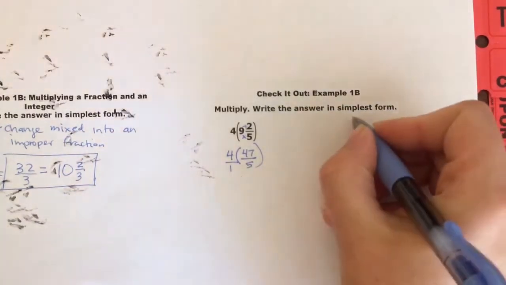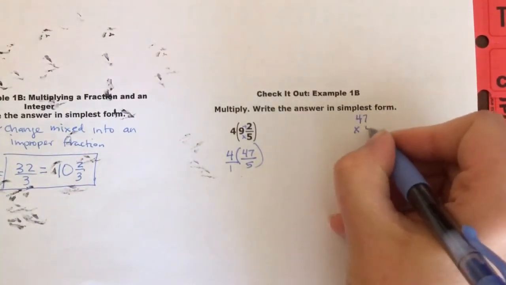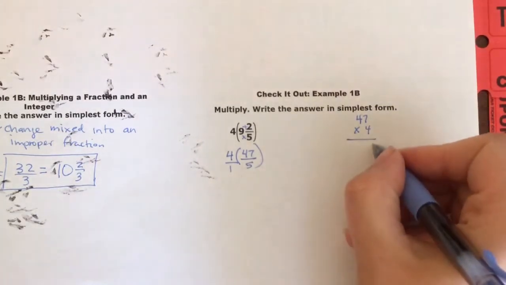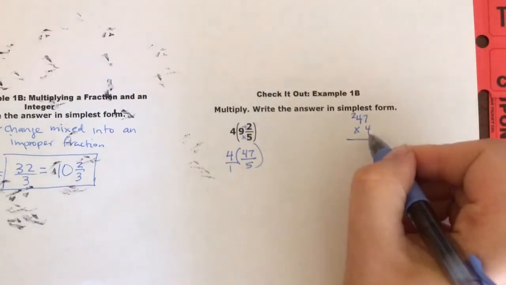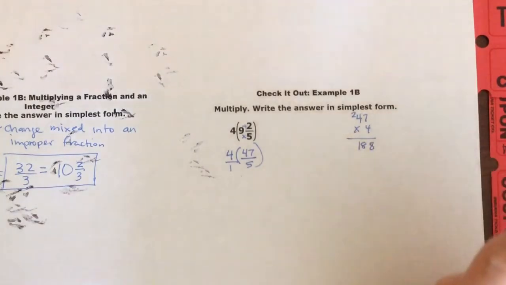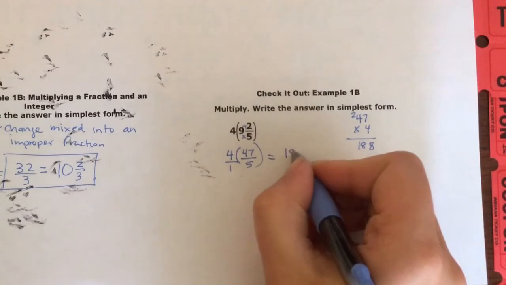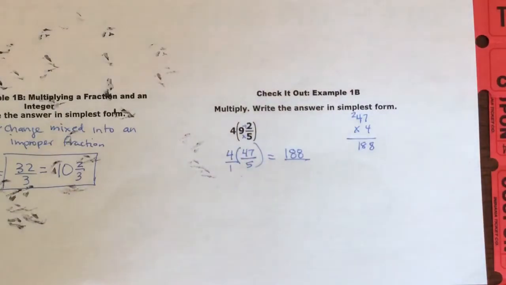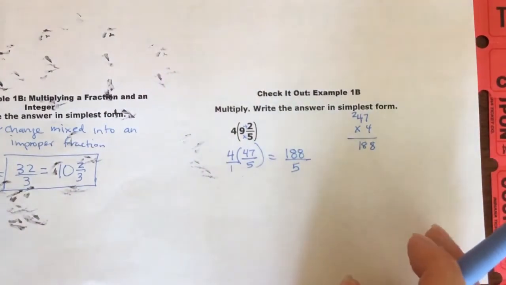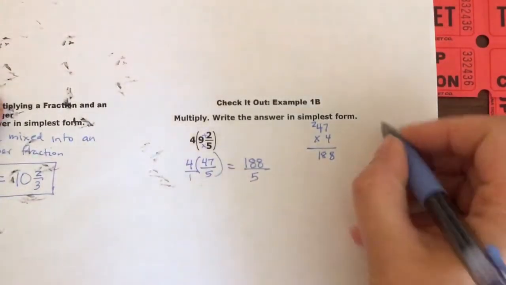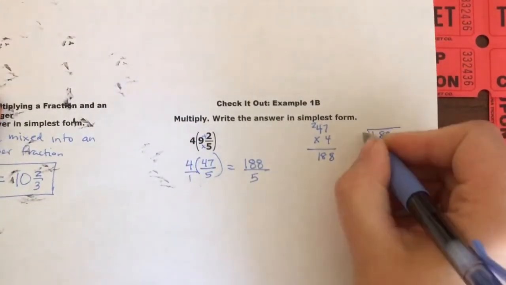I do not know what 47 times 4 is right off the top of my head, so I'm going to do a little fancy multiplication. 4 times 7 is 28. I'm going to write the 8 and carry the 2. 4 times 4, 16 plus 2 is 18, so it's 188. And then 1 times 5, multiply across on the bottom, which is 5. Now we just need to change it into a mixed number. I don't know how many times 5 goes into 188, so I'm going to go over on the side and do my little long division.